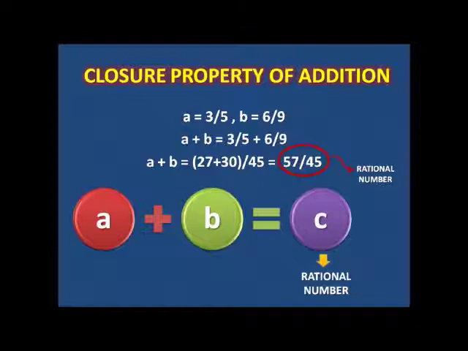Let us take an example of two rational numbers a and b, where a is equal to 3 by 5 and b is equal to 6 by 9. So the sum of a and b would be 3 by 5 plus 6 by 9, which would be (27 plus 30) upon 45, which is equal to 57 by 45. Now 57 by 45 is a rational number, so we can say a plus b is equal to c, where c is a rational number. Hence closure property holds good for addition.